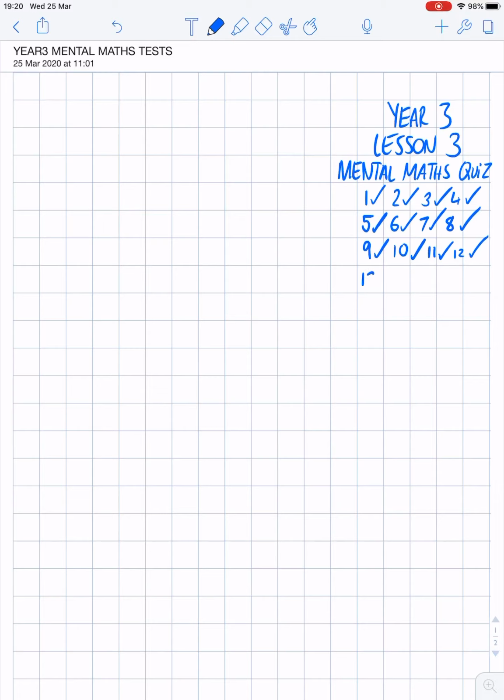Question 13. I'm going to write down 3 numbers on the board and I'd like you to add them together, please. So I'd like you to find out the total of those 3 numbers. Question 14. Share £3 equally between 2 people. Share £3 equally between 2 people.